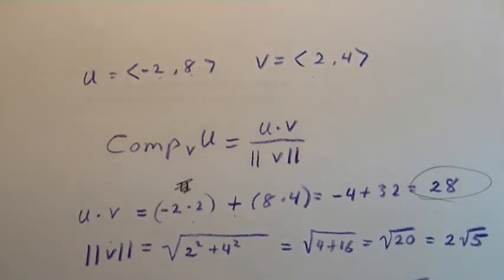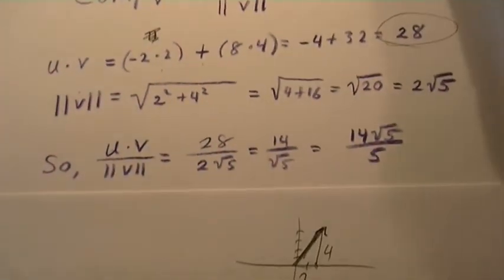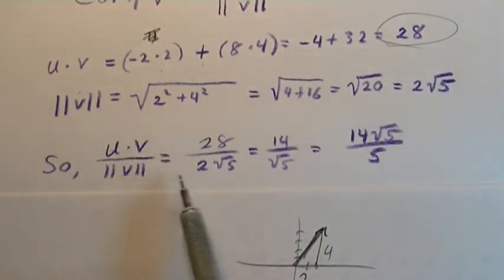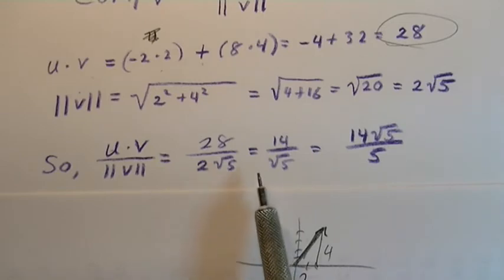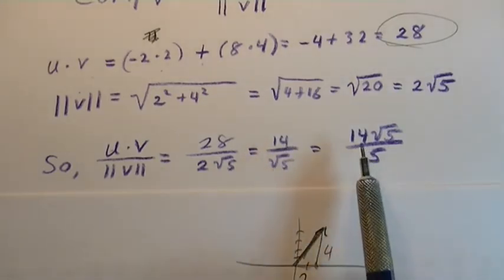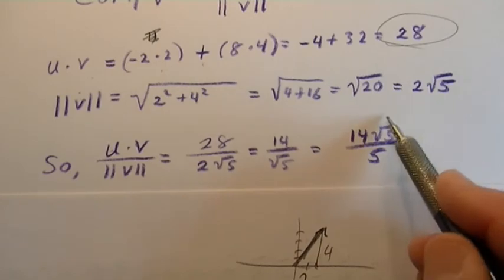So, if we go back to our original formula, let me scoot this up so you can see it. We calculated the dot product was 28. We calculated the magnitude as 2 square roots of 5. Therefore, that simplifies to 14 over square root of 5, which is 14 times square root of 5 over 5. And that's just rationalizing the denominator. And this is it. That's the component of u on v.